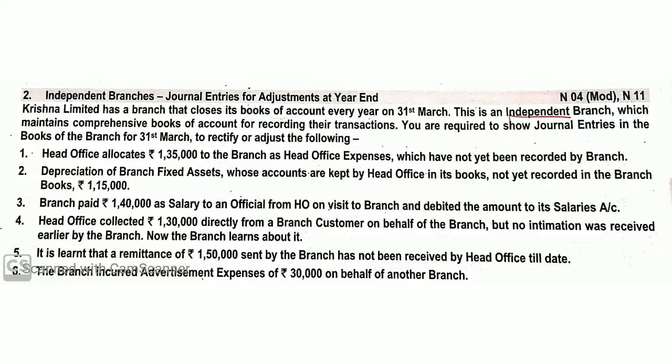And then the fourth point: head office collected rupees 1,30,000 directly from a branch customer on behalf of the branch. For example, the sales have been effected in the branch, so that amount should be collected from the branch customers by the branch. But sometimes the head office collects that amount. Here, the head office collected 1,30,000 rupees directly from the branch customer on behalf of the branch, but it has not been intimated to the branch. Now the branch learns about it. That means the amount ought to have been collected by the branch, but it was collected by the head office. So now what will be the entry?